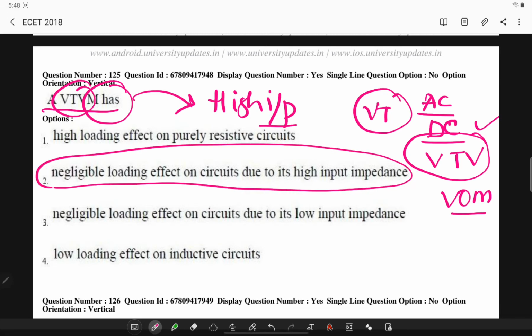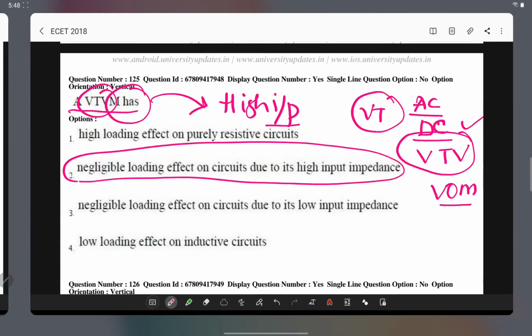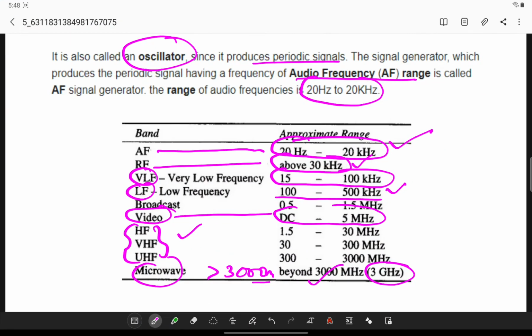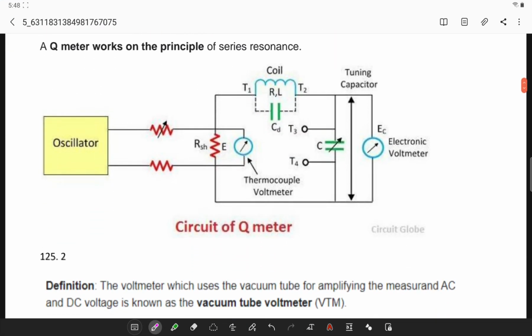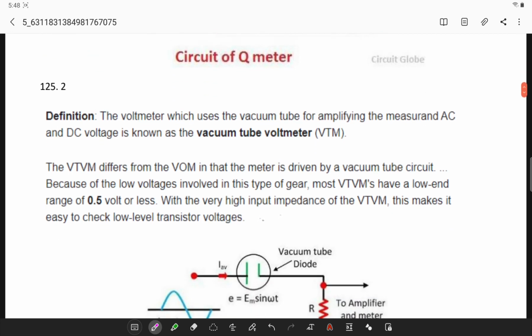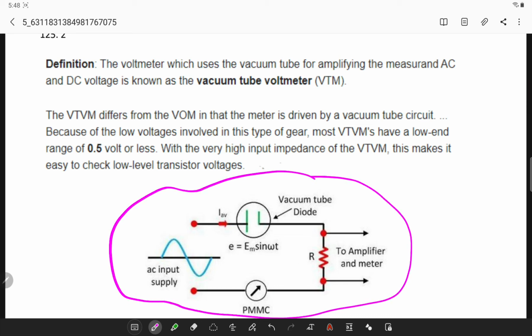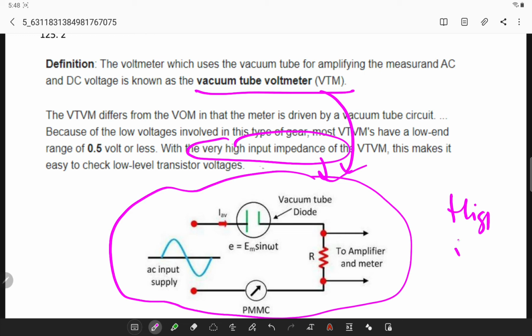I want to show you how exactly this looks. The PDF is available in the link provided in this YouTube video. See, this is how your VTVM, vacuum tube voltmeter, will look. The basic feature of it is high input impedance, and it makes it easy to check low level transistor voltages.